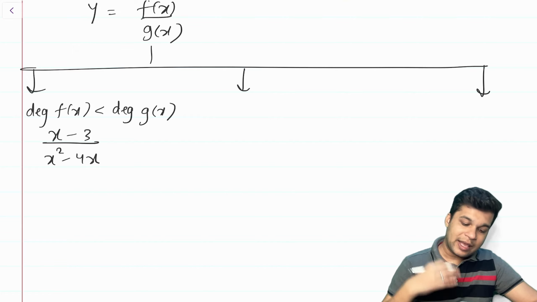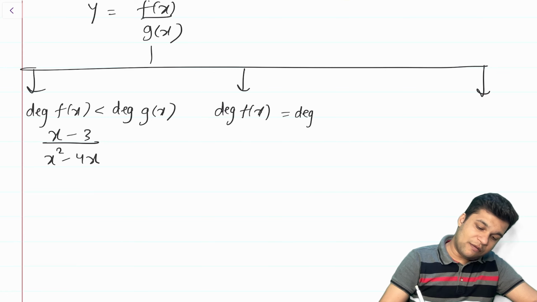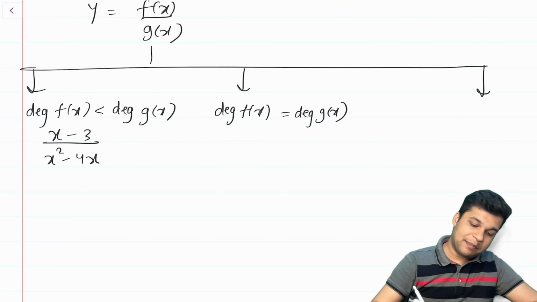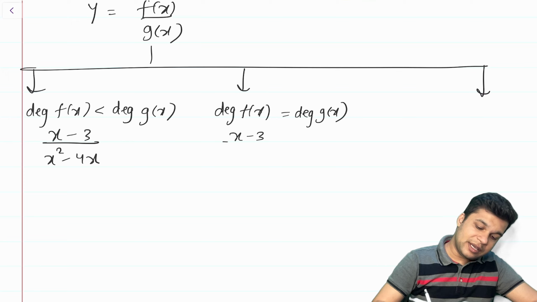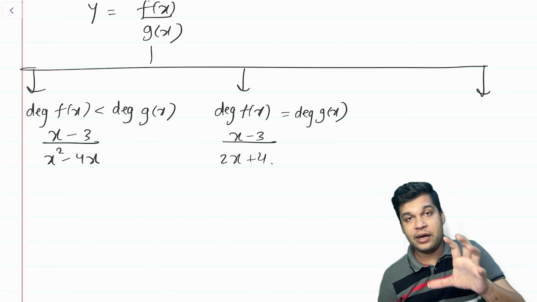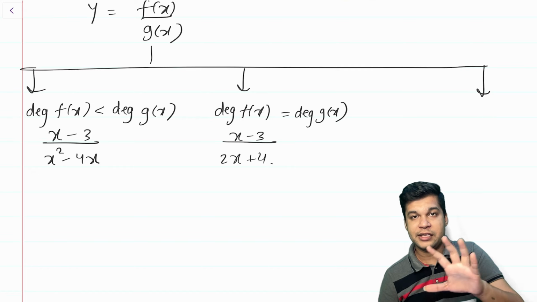Second case, the degree of f(x) is same as the degree of g(x). What is an example? The example is (x minus 3) divided by (2x plus 4). If you see, both in numerator and denominator, the degree is 1.